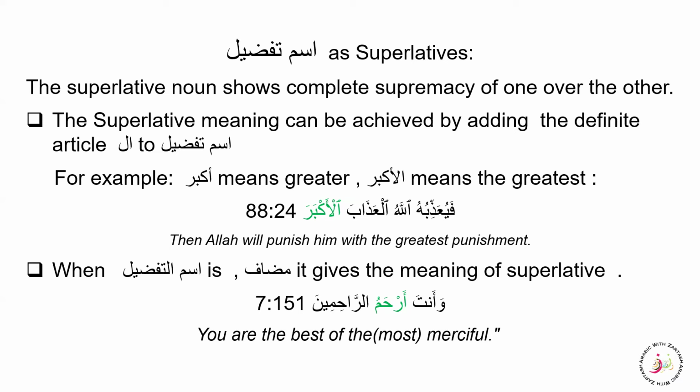Now the superlative is formed because of this al. As I mentioned, the superlatives can be formed by just adding the article al. So again, you can put al on it and it becomes the superlative. So in other words, akbaru means greater and al akbaru means the greatest.